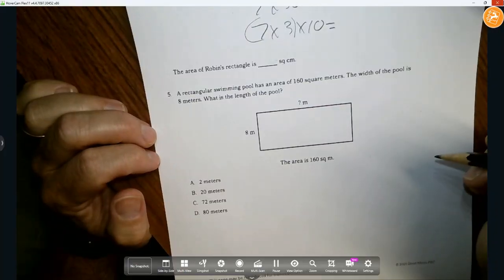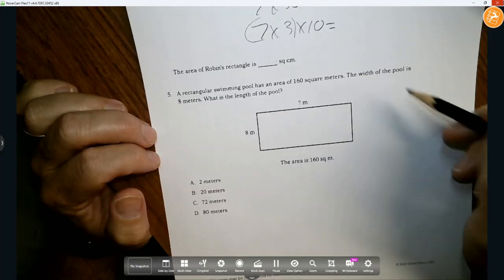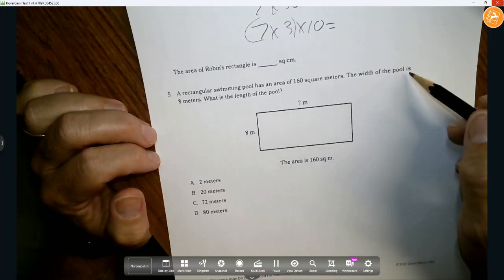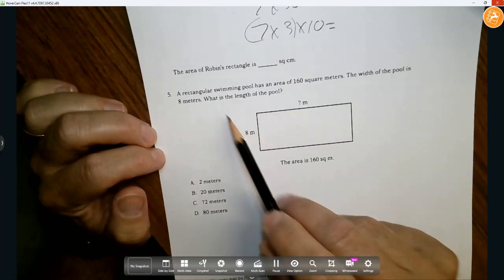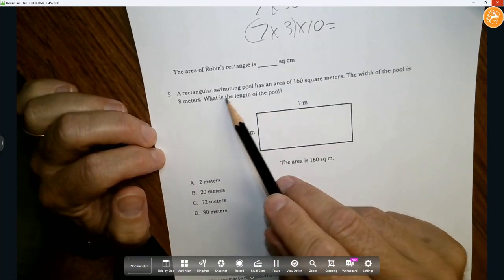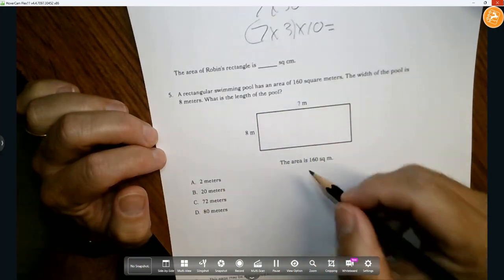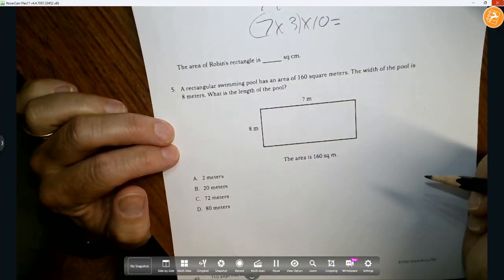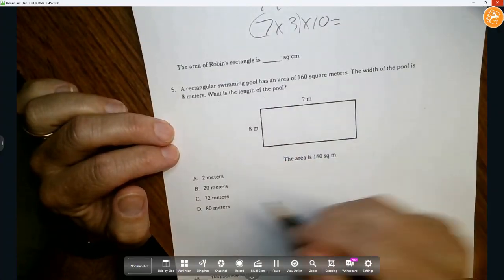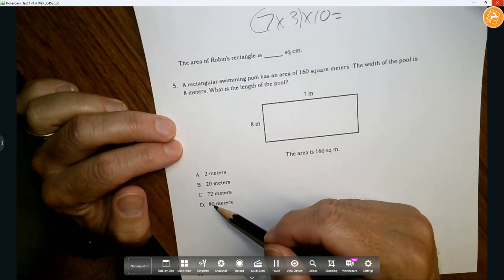A rectangular swimming pool has an area of 160 square meters. The width of the pool is 8 meters. We see that right here. The length of the pool, we got to find out what is the length of the pool. We have a question mark there. We know this is 160. All right. We have possible answers down here.